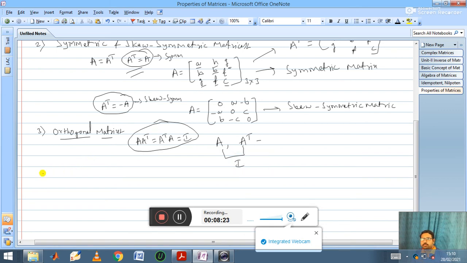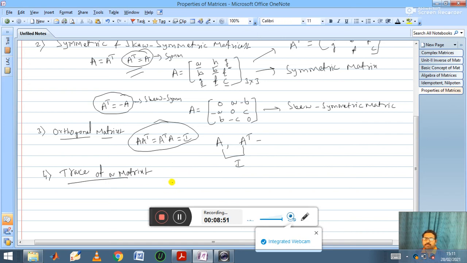Okay, so let us go with the next definition, the fourth one, trace of a matrix. The trace of a matrix is nothing but the sum of the diagonal elements. So in one line you can say the sum of the diagonal elements gives the trace of a matrix.